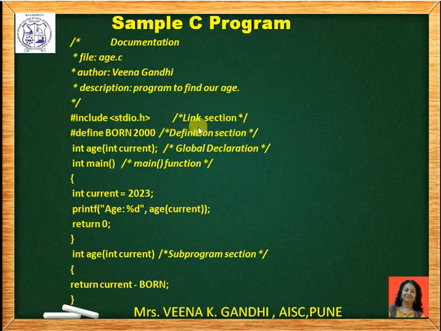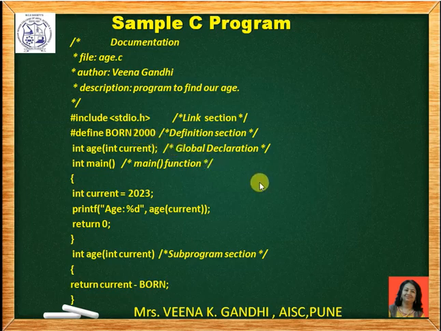Next part is link section. It contains all the header files. So here #include stdio.h file is included, which contains the standard library functions like printf, scanf, etc. Next part is definition section. It defines all the symbolic constants. So here we define the symbolic constant by using the #define directive and symbolic constant name is BORN and having value 2000.